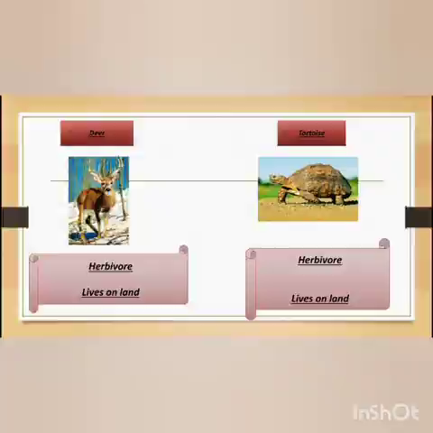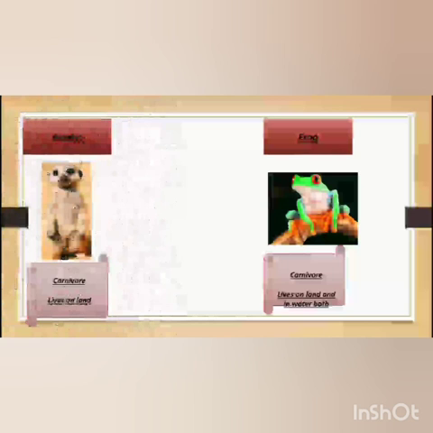Okay? Now, here we can see the two animals, meerkat and frog. Meerkat is carnivore and lives on land, and frog is also carnivore and lives on land and water both. So their habitat and body structure are also different from each other. It is difficult to find out what an animal eats or where it lives. We would have to observe it for a long time to find this.